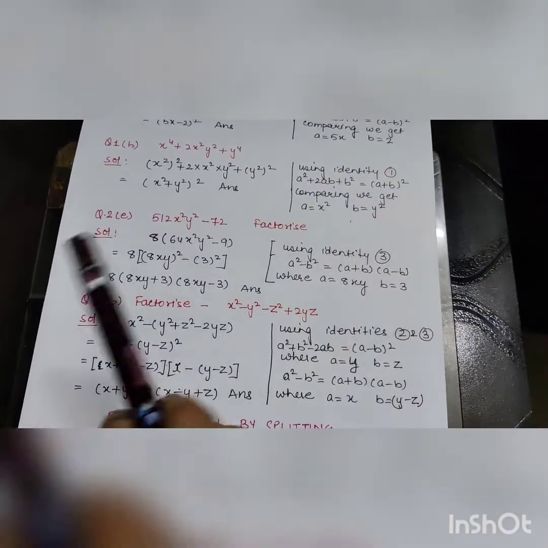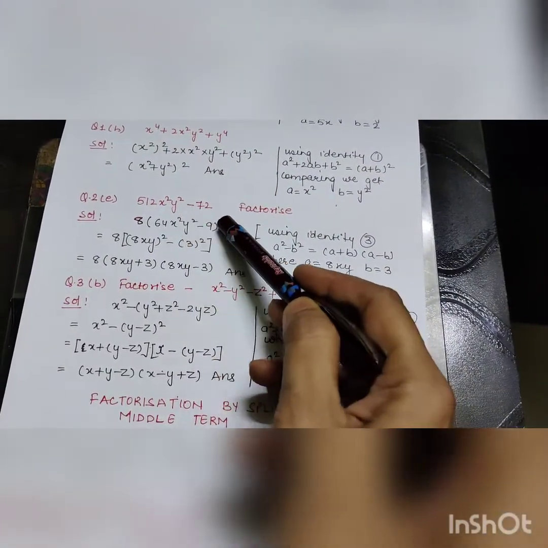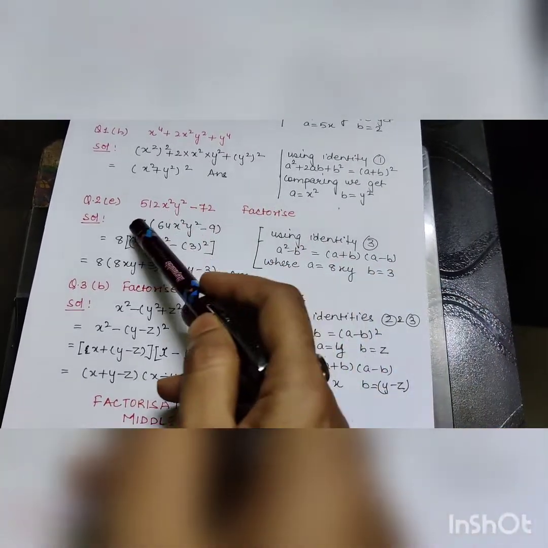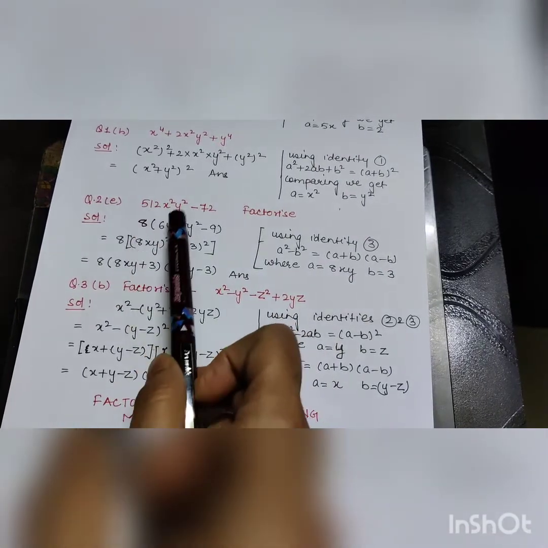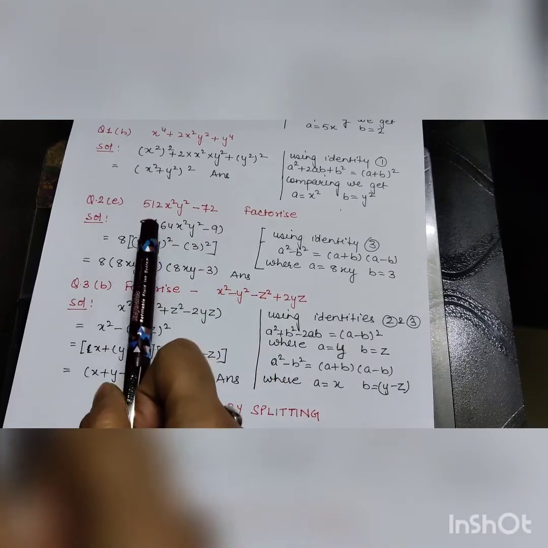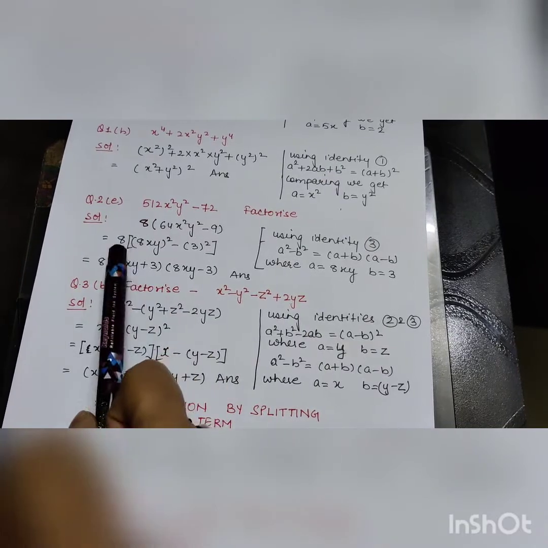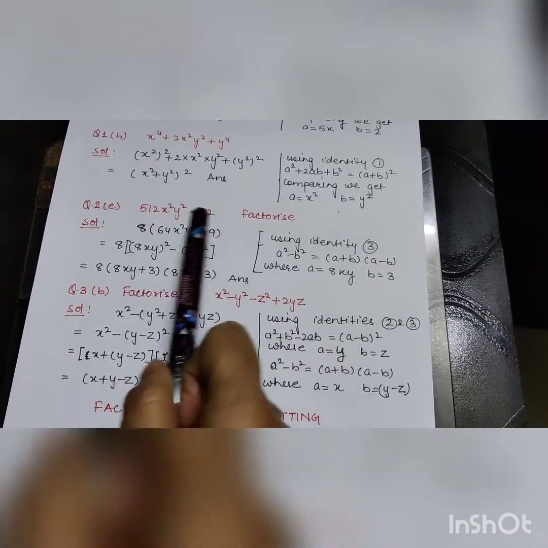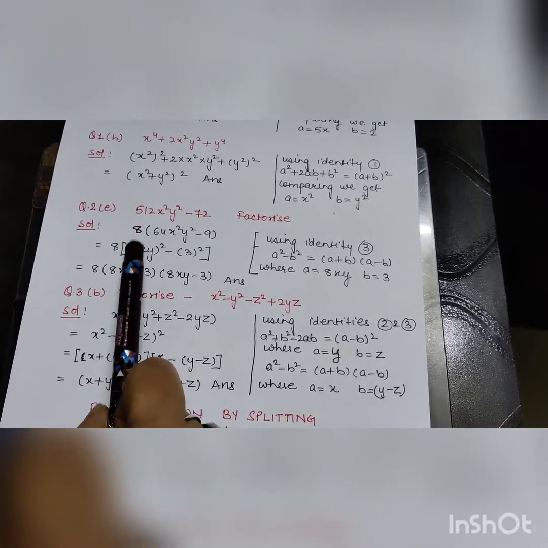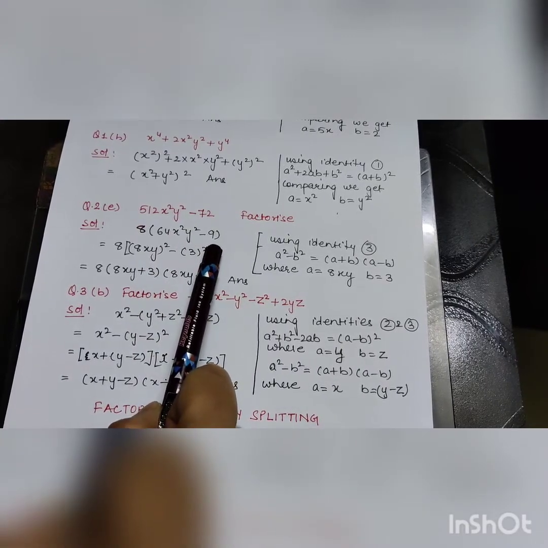Now question number 2, E part. We are given 512x square y square minus 72 and you are asked to factorize it. So what we do, we can see here that 512 is not a perfect square, neither is 72 a perfect square. So firstly we need to take the common part out. 8 is common in both of them because 512 and 72 are both divisible by 8. So we can take 8 common out of them. After taking 8 common, what are we left with? 64x square y square minus 9.